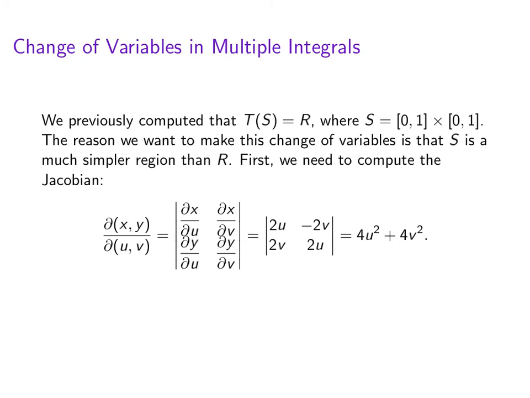First, we need the Jacobian. So we compute all the partial derivatives of x and y, put it in a matrix, and compute the determinant, and we'll get 4u squared plus 4v squared.